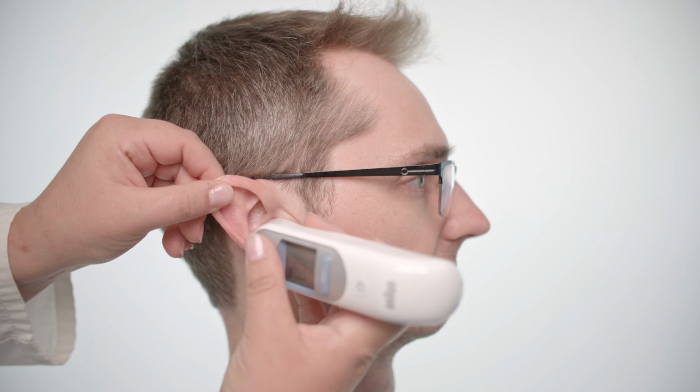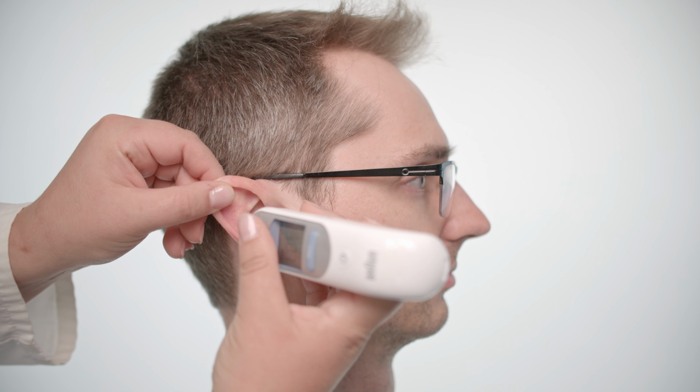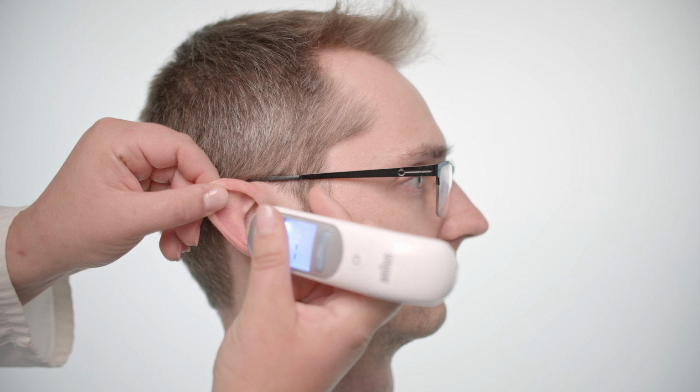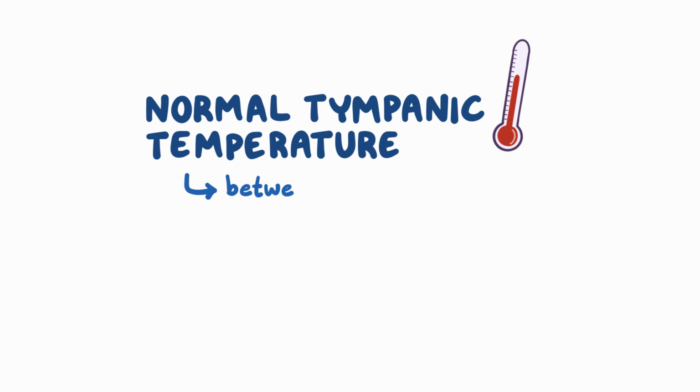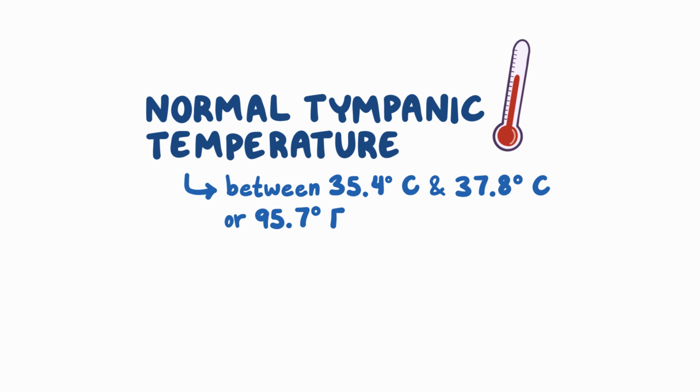If you're left-handed, use the right ear canal. Applying gentle pressure, aim the beam at the tympanic membrane. Do not block the canal. Press the scan button and remove the thermometer when you hear the chime. A normal tympanic temperature is between 35.4 degrees Celsius and 37.8 degrees Celsius, or 95.7 degrees Fahrenheit and 100.4 degrees Fahrenheit.